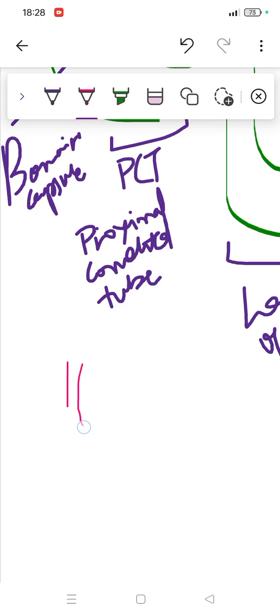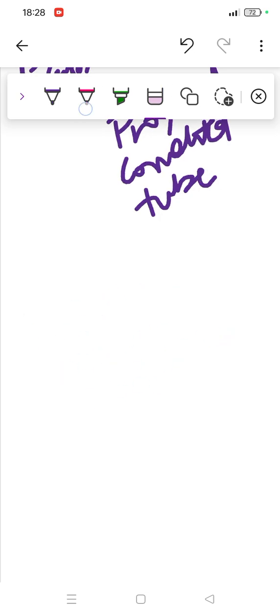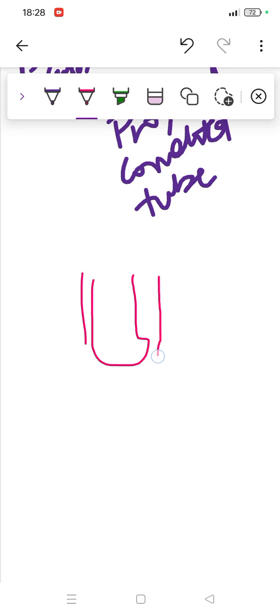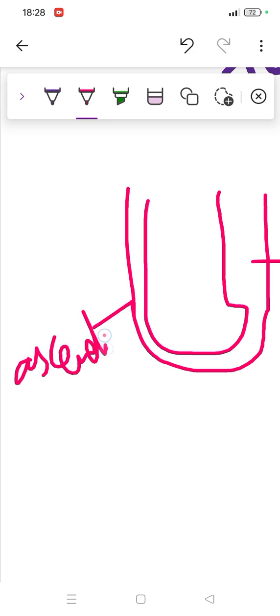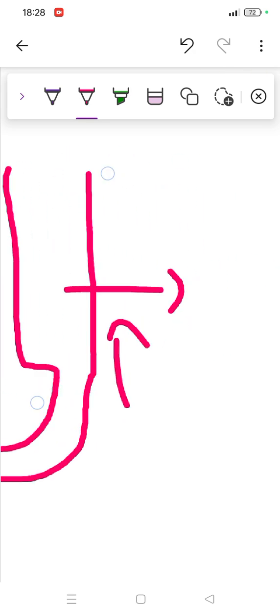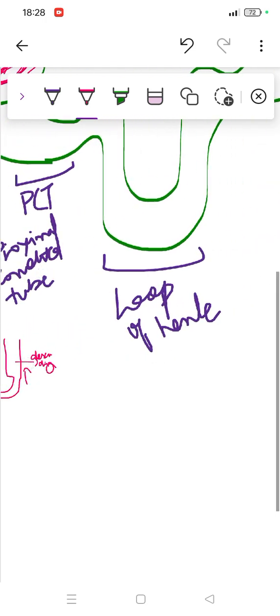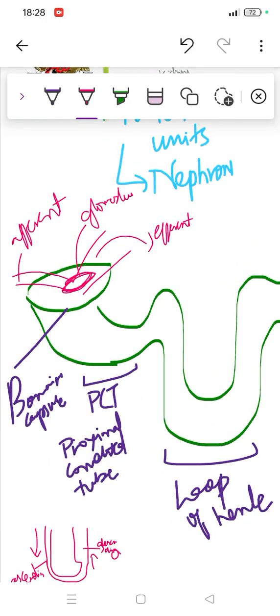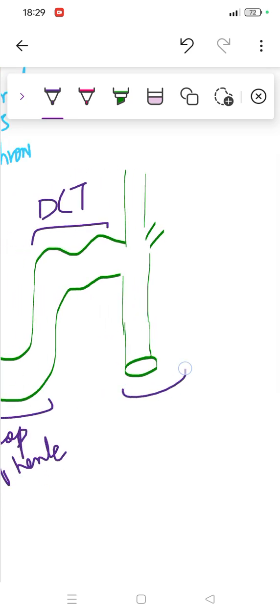This kind of structure is thinner, but when it goes over there, it becomes wider. Sorry, it's not looking good. This is called the ascending loop of Henle, and coming down like this is called the descending loop of Henle, right? I hope it will be clear. Then this is the loop of Henle. And what else here: we have the structure called DCT, which is the distal convoluted tubule, and the last one is called the collecting duct.